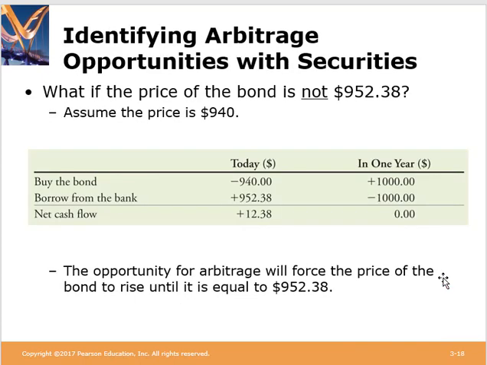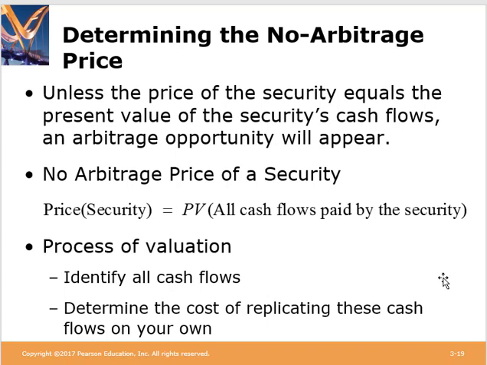So in this case, again, if you could buy the bond at $940, there's $12.38 would be the arbitrage opportunity. Again, in a normal market, that cannot exist. You cannot find two identical assets that have different prices in the same market or even in similar markets in a market model. So unless the price of a security equals the present value of its cash flows, an arbitrage opportunity can exist.